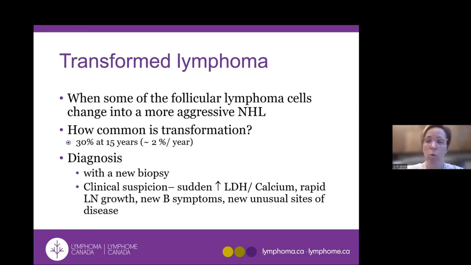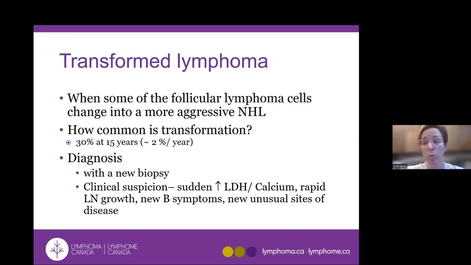So we mentioned transformed lymphoma a few times. This is when some of the follicular lymphoma cells turn into a more aggressive non-Hodgkin lymphoma. Usually an additional mutation or mutations has occurred. This is fairly common. So if you follow people long-term, a fair number of them will develop transformation.